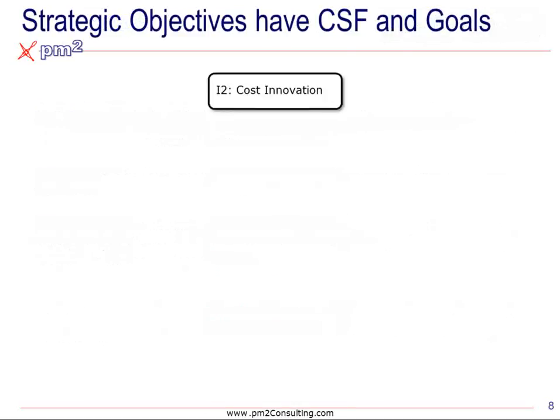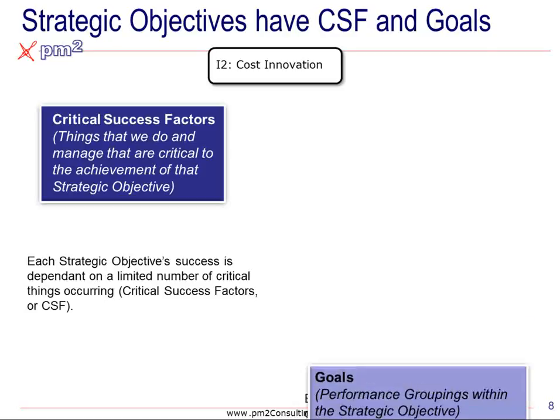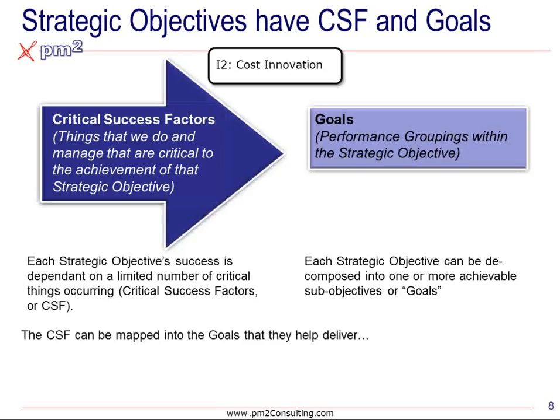To do this, we've learned that if we take any objective like cost innovation, there are sort of two components, and different people approach the problem in different ways. Some people like to think in terms of critical success factors: what are the things that we do and manage that are critical to achieving that overall objective? Another group of people tend to think of things in terms of goals: what are the performance groupings that we're looking at within that strategic objective? What we do know is that the strategic objectives, if you execute them, will generate the goals.